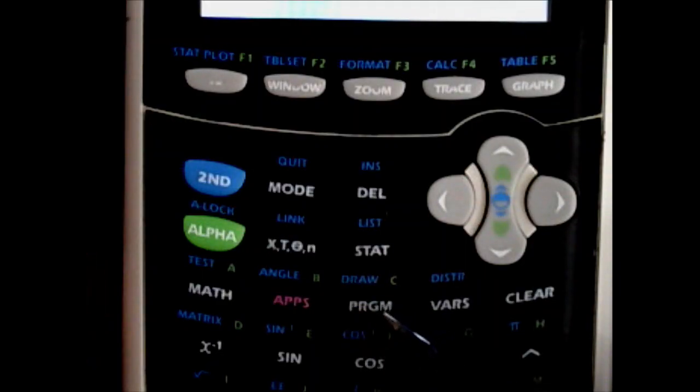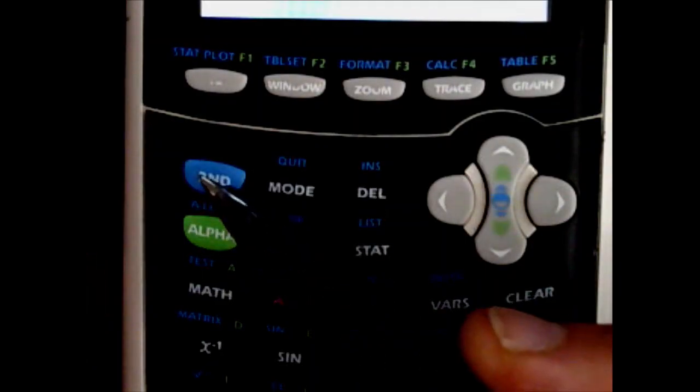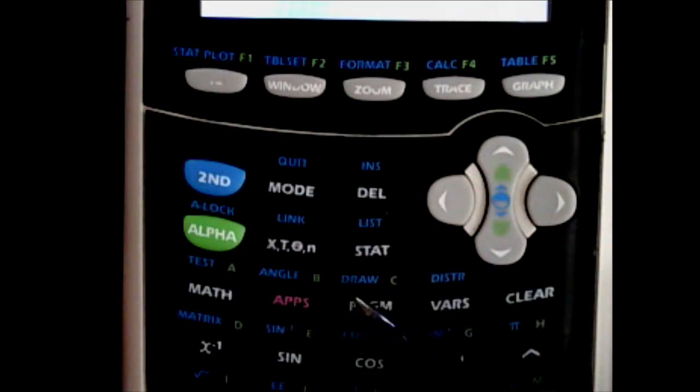If you hit this key, you get program. If you hit second program, you get draw. And if you hit alpha program, you get the letter C. So each of these keys, if you notice, has something written on it and then something above to the left and right, which are in blue and green.